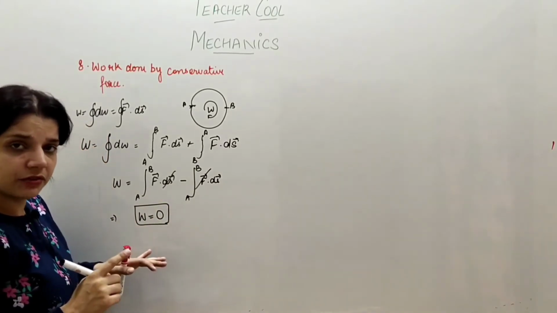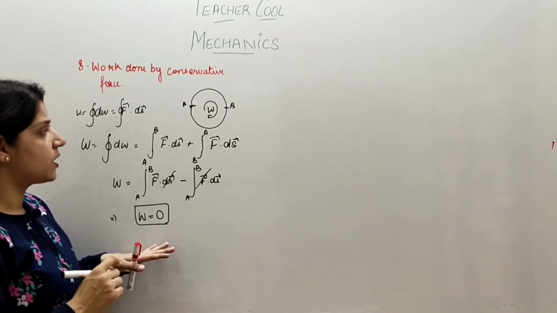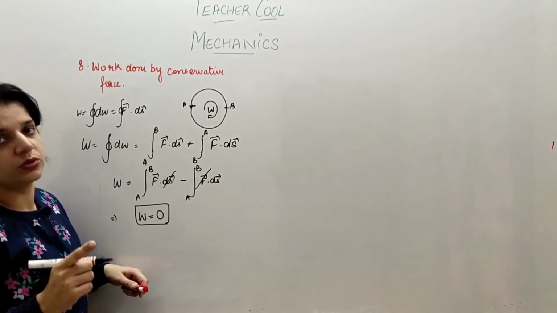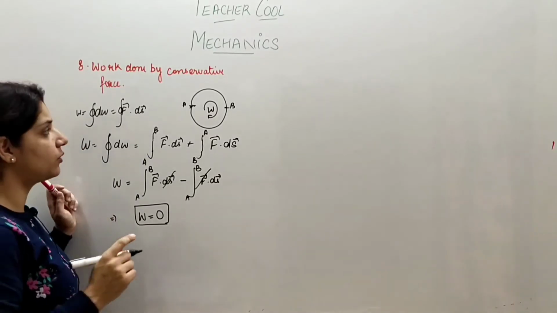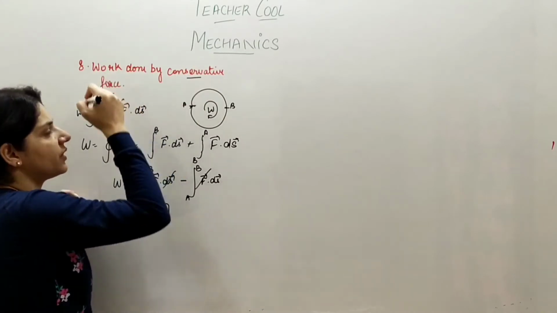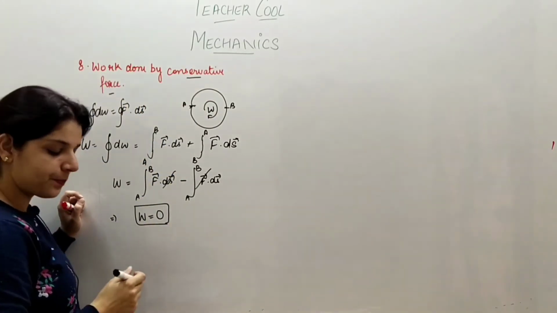Now the second definition of conservative force will be, if the amount of work done by a force for a cycle turns out to be 0, that force will be known as my conservative force, right?